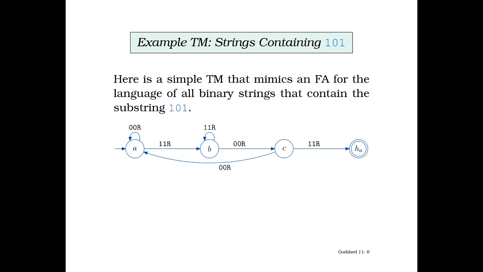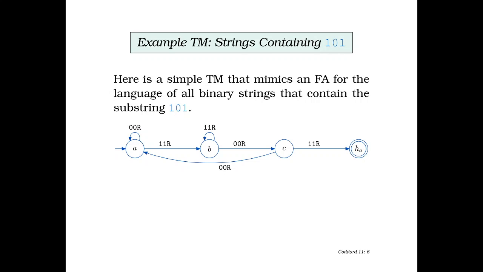Let's talk about an example Turing machine. This Turing machine accepts all strings with the string 101 in between. If you look at this Turing machine, on the first state A, if we encounter a 0, then we write down a 0 and the head moves to the right. If you encounter a 1, then you write down a 1 and the head moves to the right, but the state is also changed.